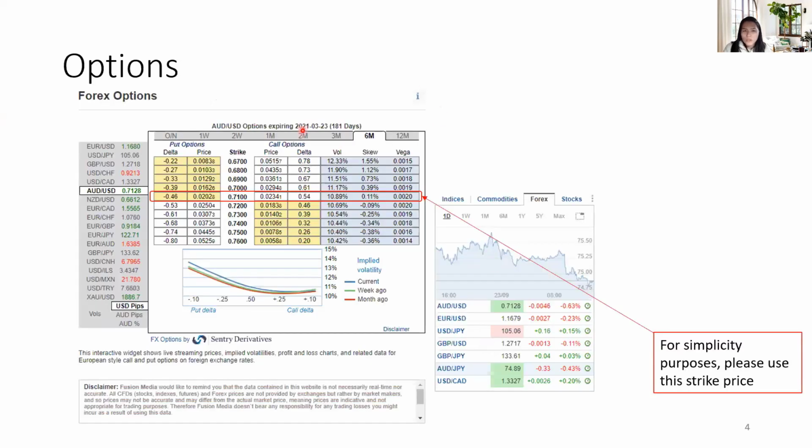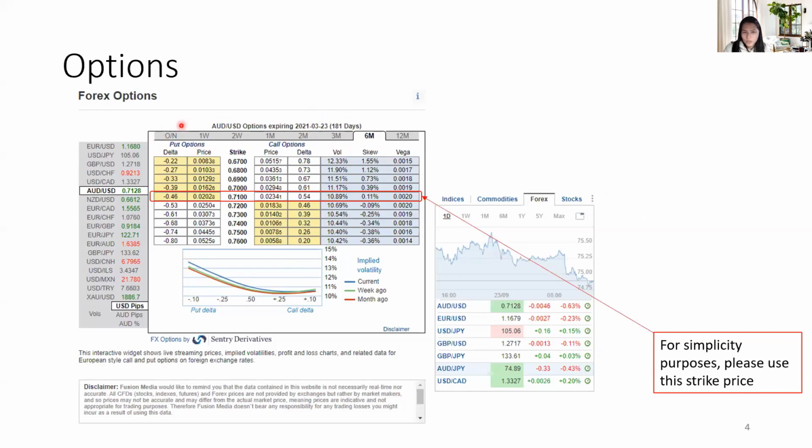All right. In terms of options, as I mentioned before, I downloaded this data from investing.com. That was, I think, Friday last week or so. What I'm looking at are the exchange rate options, Australian dollar over USD, okay? And these options expire on the 23rd of March, okay?